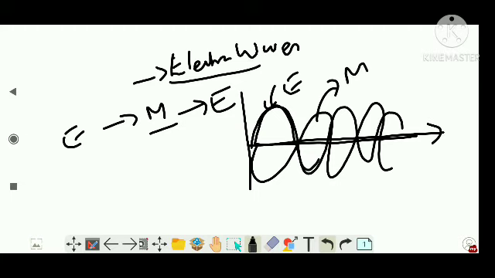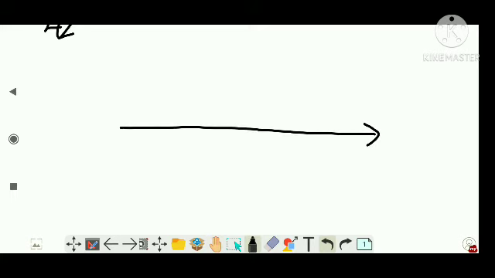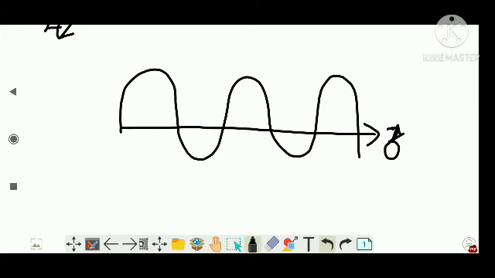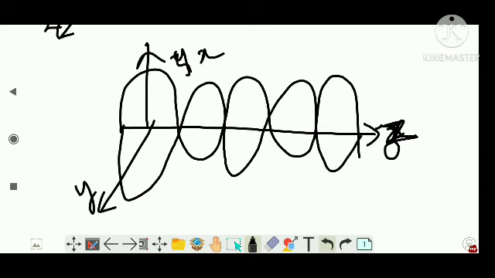If the electric field is along the x direction, the magnetic field will be in the y direction and the propagation will be in the z direction. Let me depict it properly. Let's say this is z, the propagation direction. Our electric field is in this direction, let's say x, so obviously this direction will be y, and our magnetic field is in the y direction. The electric field is in the x direction, and the propagation of this entire system of electromagnetic waves is in the z direction.